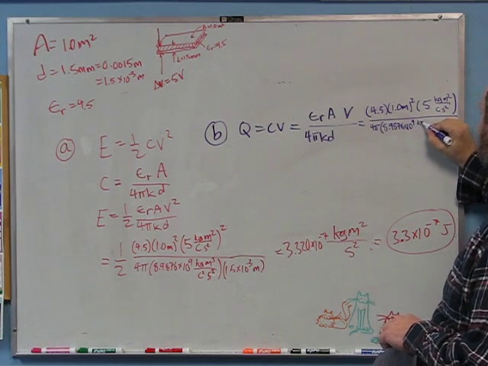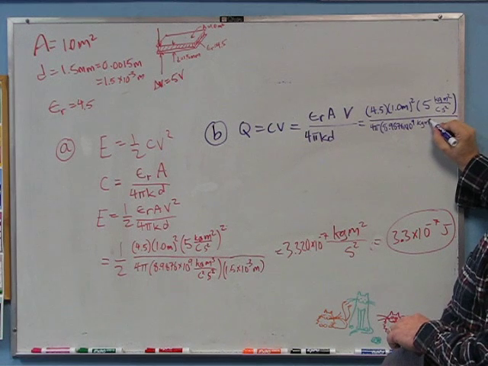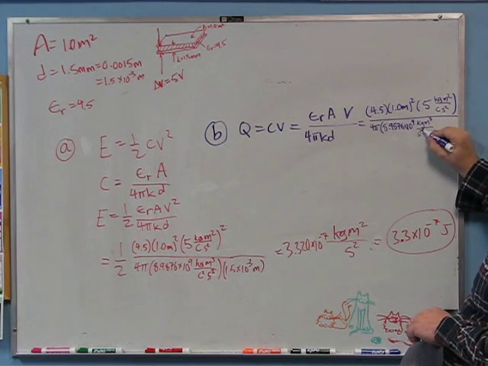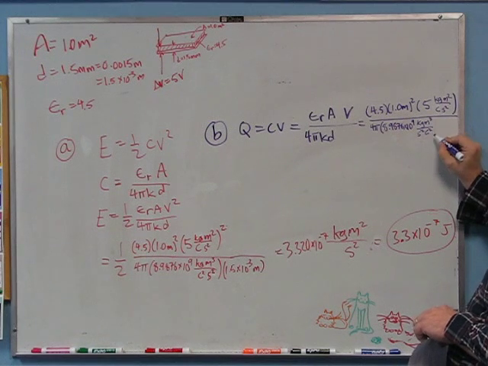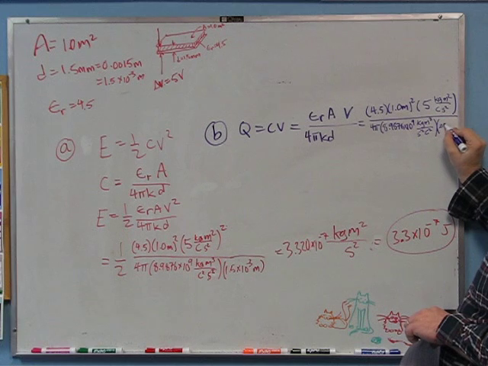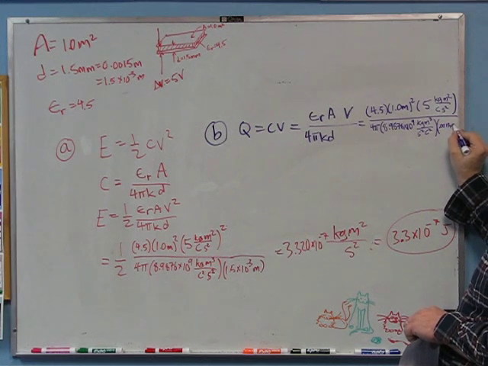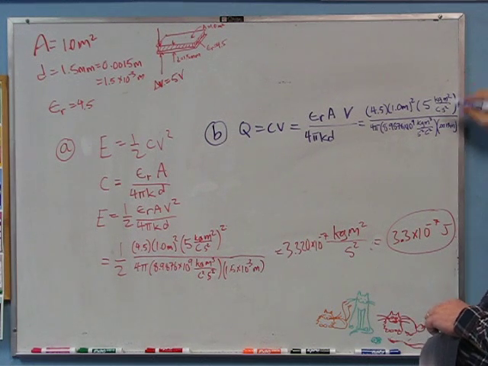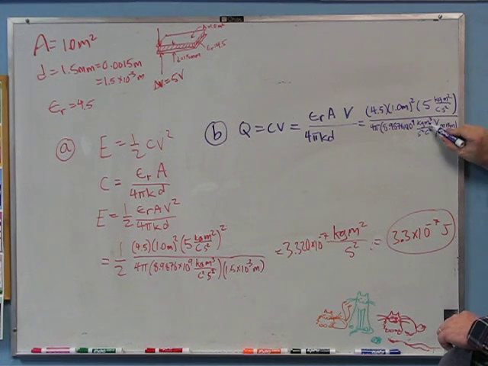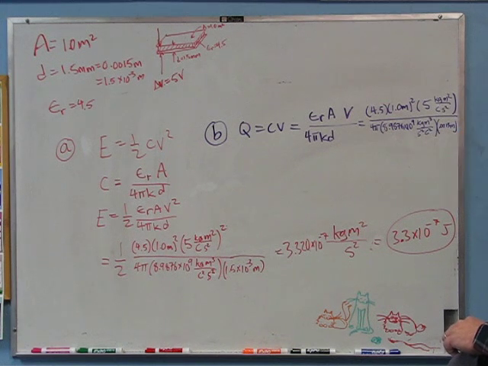So a newton is a kilogram meter per second squared, and times meter squared gives you kilogram meters cubed. This time I'm not forgetting the second squared, coulomb squared, and then D is 0.0015 meters. So let's look at the units. I have, again, meter squared times meter squared is meter to the fourth, divided by meters cubed times meters, all the meters cancel. I have kilograms over kilograms, all the kilograms cancel. I have 1 over second squared divided by 1 over second squared, all the seconds cancel.